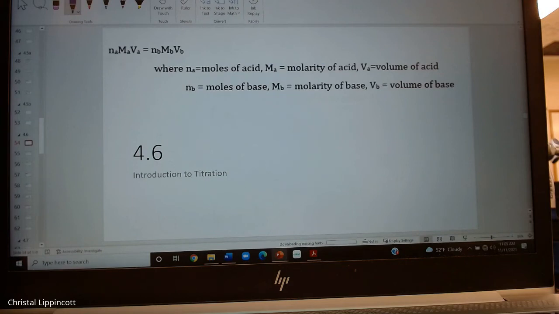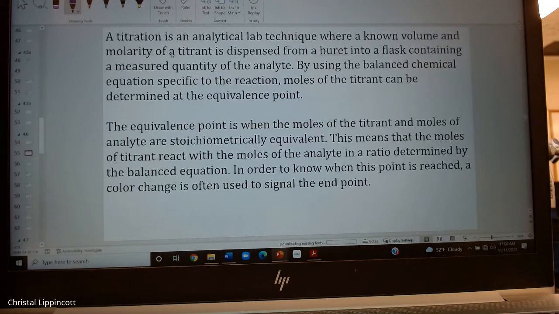For this unit, you can use this formula to kind of help you out. Okay? Where you have moles times molarity of your acid times the volume of your acid will equal your moles of your base times the molarity of your base times your volume. So just kind of keep that in mind. Because when you're doing a neutralization reaction, you're going to end up equaling each other at some point.